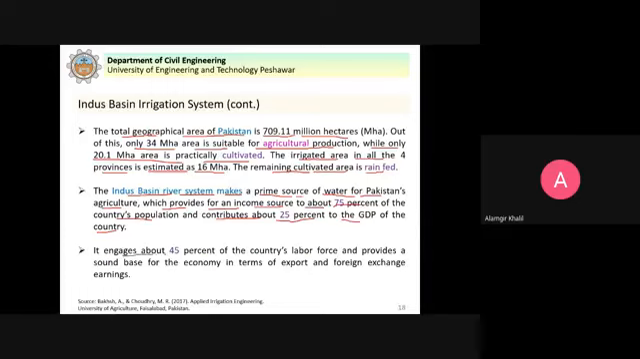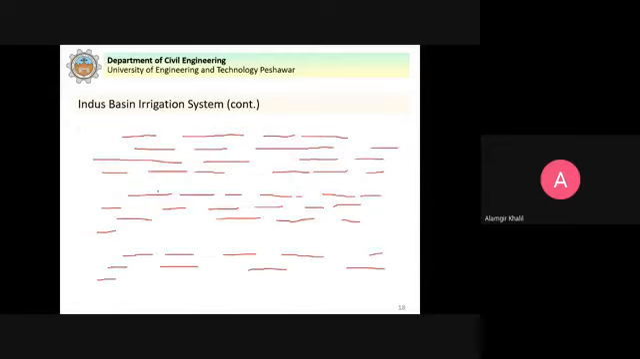It engages about 45% of the country's labor force and provides a sound base for the economy in terms of export and foreign exchange earnings. So this is very important because you see that the cotton that we grow, these all play an important role in terms of export and earning foreign exchange. All these figures that I present here are taken from the book Applied Irrigation Engineering, published by the University of Agriculture, Faisalabad in 2017.